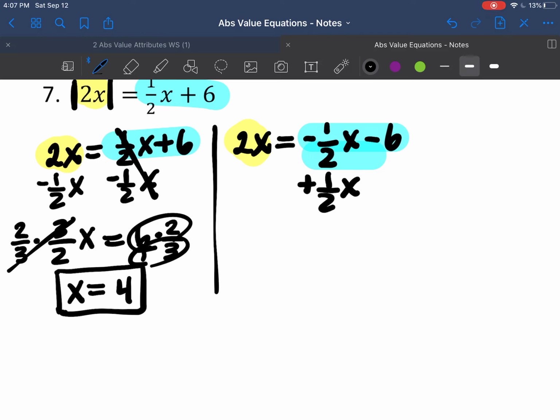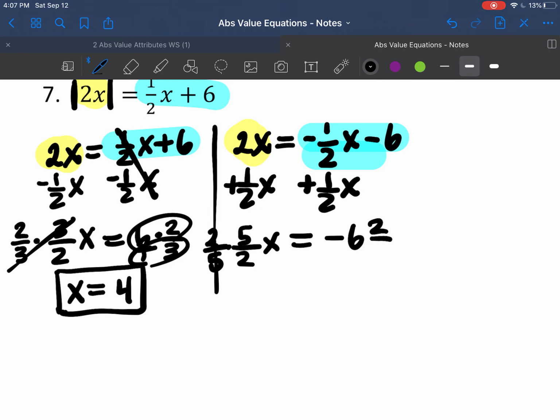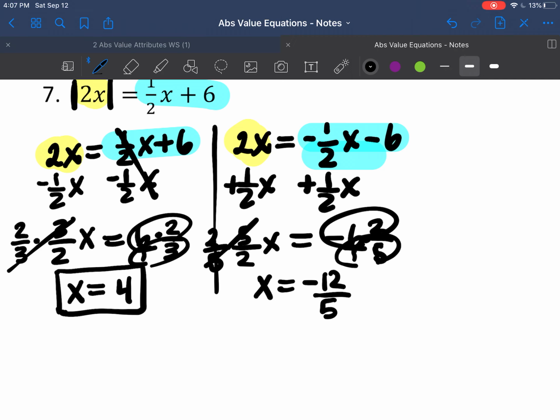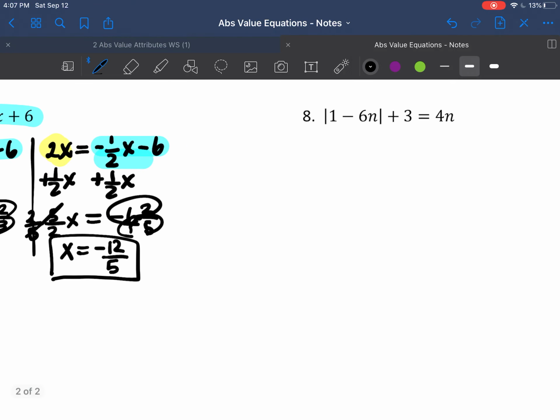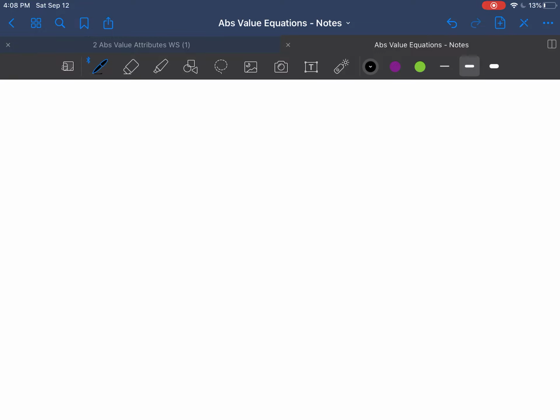Over here on the right, we have to add the 1/2 x to make it go away, which gives us 5/2 x on the left, negative 6 on the right. Multiply by the reciprocal. So we get x equals negative 12 over 5. And you multiply the tops, multiply the bottoms for our solution. We're going to come back to these in just a second.